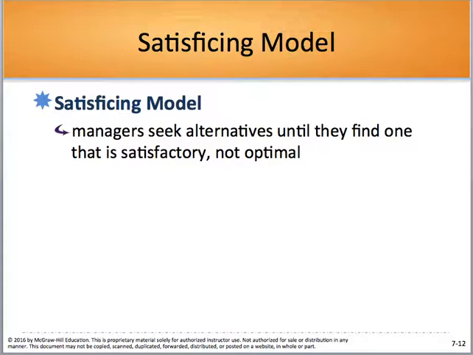So when managers seek alternatives until they find one that is satisfactory, not optimal, this is where you are not looking for perfect, but you're looking for good enough. And what is good enough to get the job done? That's the satisficing model.